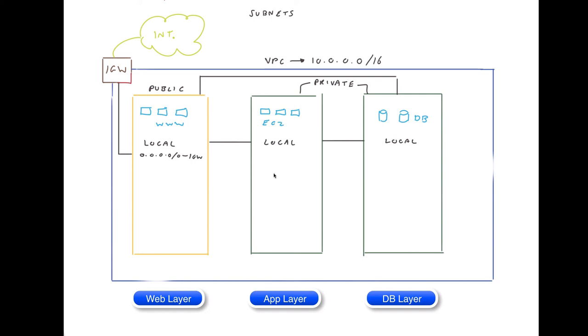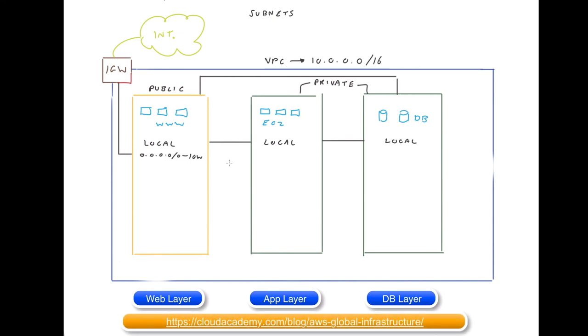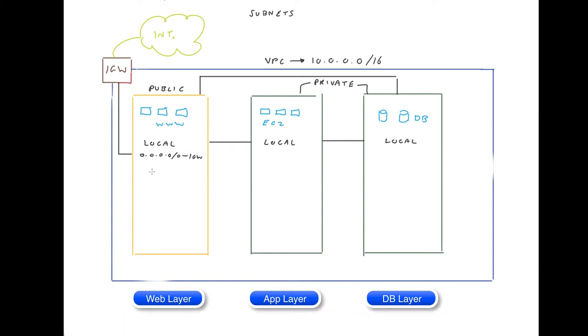Now, when you create a subnet, you have to create it in one of the availability zones that are available within that region. If you're not too familiar with the AWS global infrastructure, then please take a quick read of the blog post below. Let's say, for example, when we created this subnet, we created it in availability zone 1. And we've done the same for the remainder of our subnets as well. We placed them all in the same availability zone.